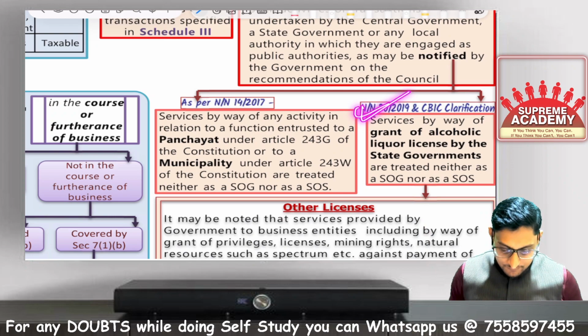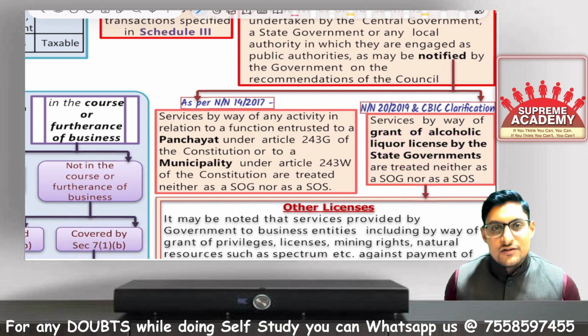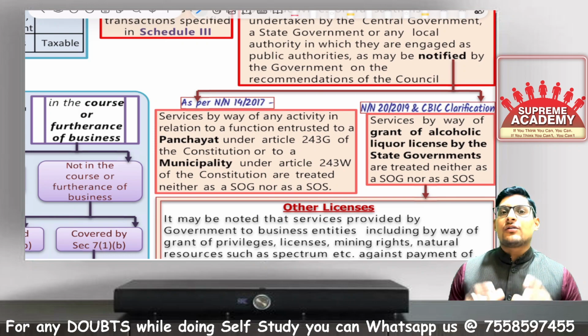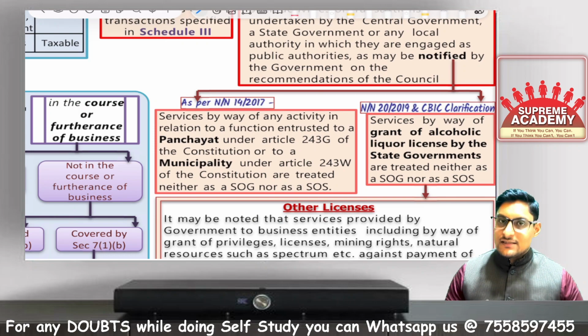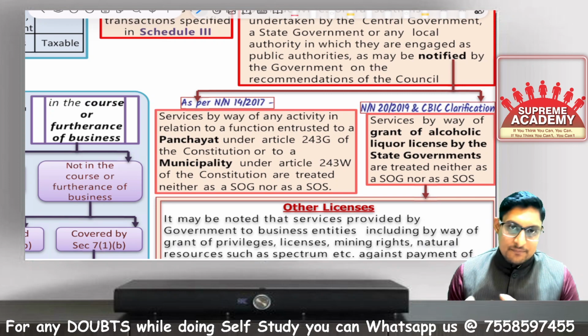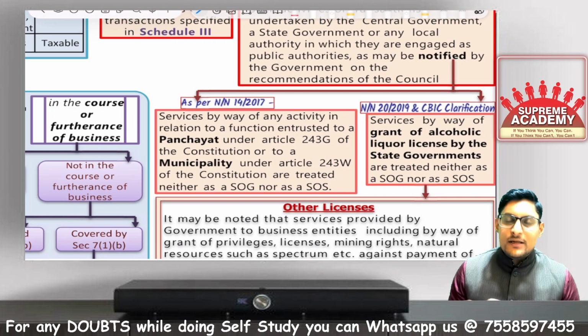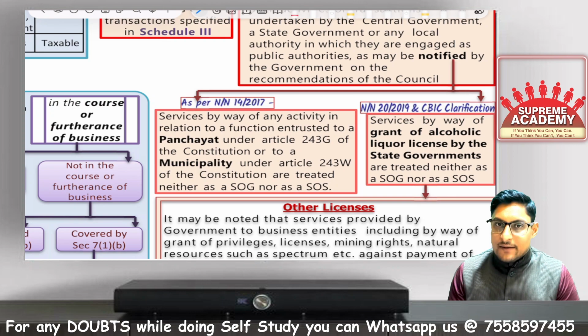Another notification: services by way of grant of alcoholic liquor license by the state government will be excluded from the definition of supply. Any type of alcoholic liquor license given by the state government, this service of giving license by the state government will not be included in the definition of supply.